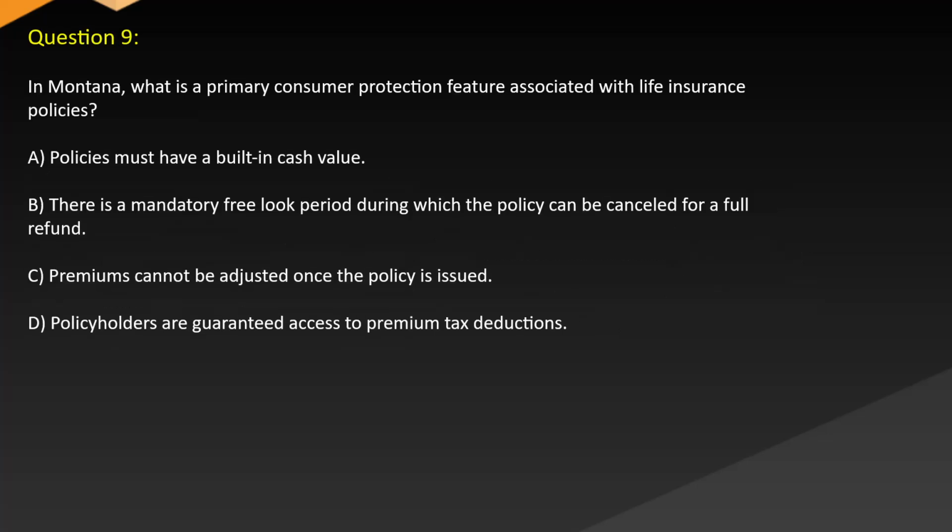Question 9. In Montana, what is a primary consumer protection feature associated with life insurance policies? A. Policies must have a built-in cash value. B. There is a mandatory free look period during which the policy can be cancelled for a full refund. C. Premiums cannot be adjusted once the policy is issued. D. Policyholders are guaranteed access to premium tax deductions.